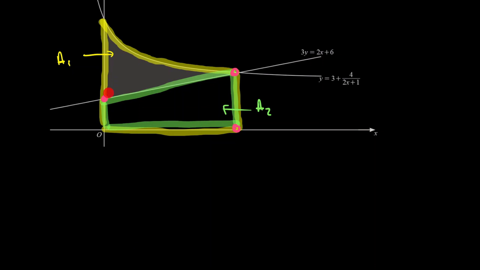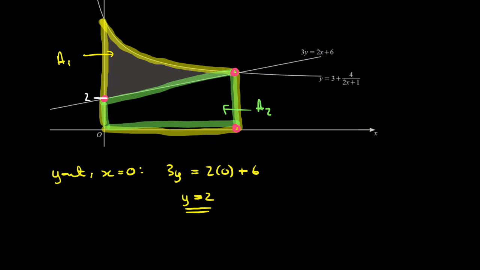So let's take the first one, this guy here. This guy is the y-intercept of our straight line. The y-intercept is when x is equal to 0. So we take our equation 3y equals 2x plus 6, and we substitute x is equal to 0. We get 3y is equal to 6, so y is equal to 2. So what we've just learned is that our y-intercept there is 2. So that coordinate is 2.